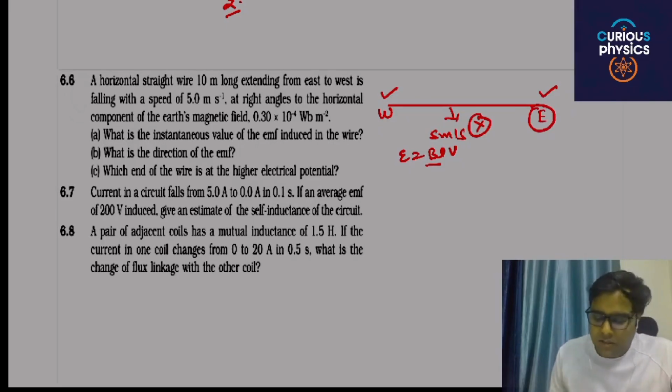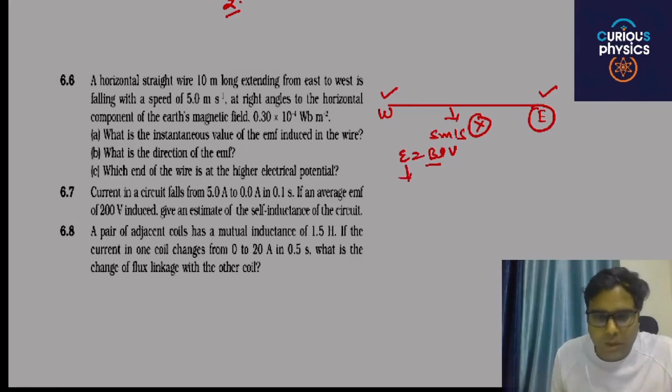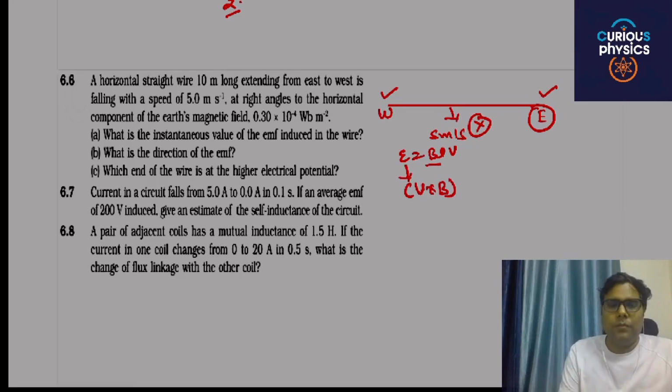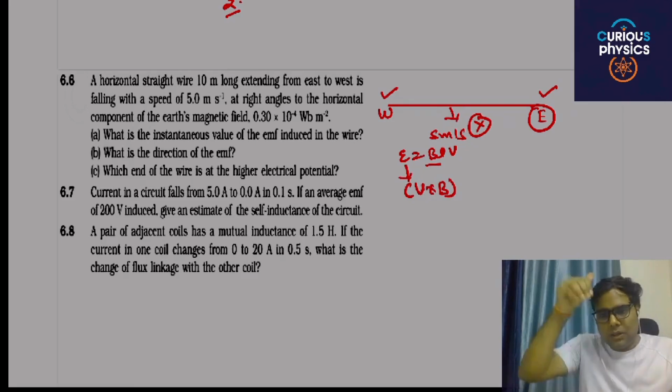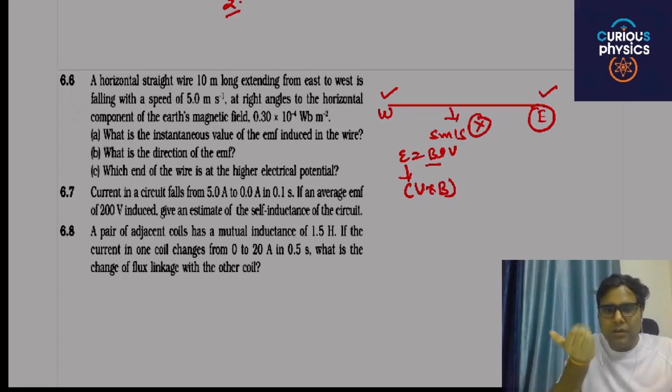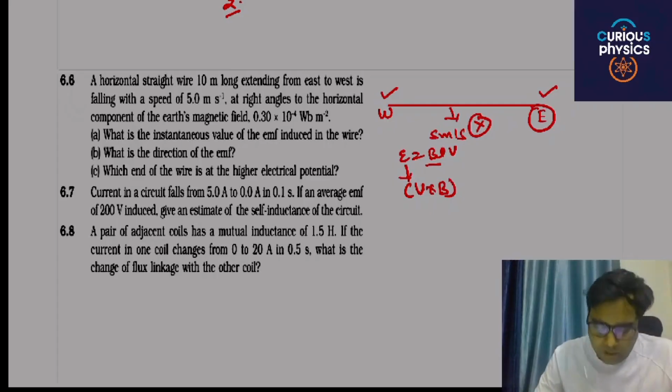Again, I am telling you, if you have to find the direction of higher potential, then you have to find the direction of V cross B. That means curl your finger from V to B. Here V is in the downward direction and B is inside the page. Then V cross B, the direction of the thumb, will give you the direction of higher potential. Are you able to understand my point or not?